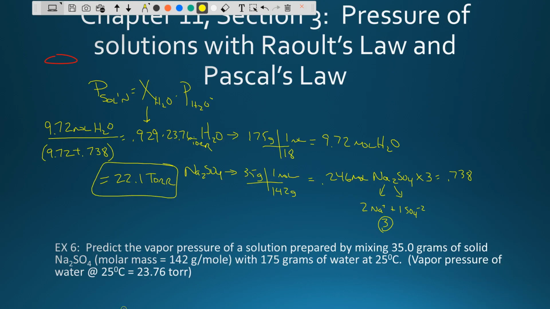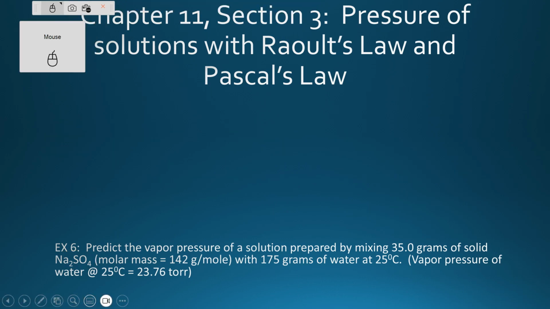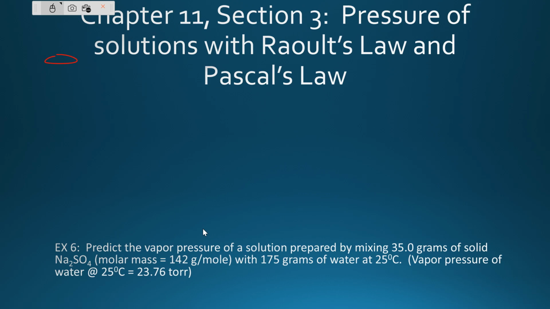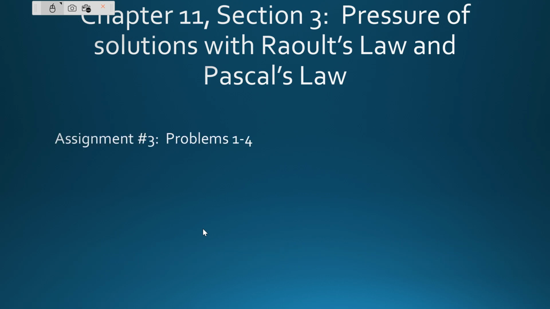Okay? Raoult's law says that as I add particles in, it's going to decrease that pressure. And since I had 3 particles, that's the key to unlock this, is taking a look at the ionic nature of this having 3 particles. Okay, so that should be pretty much all you need to do the next set of problems. And just keep track of those different things of the mole fractions and so on. You should be good to go. Okay, problems 1 through 4. Good luck to you guys.